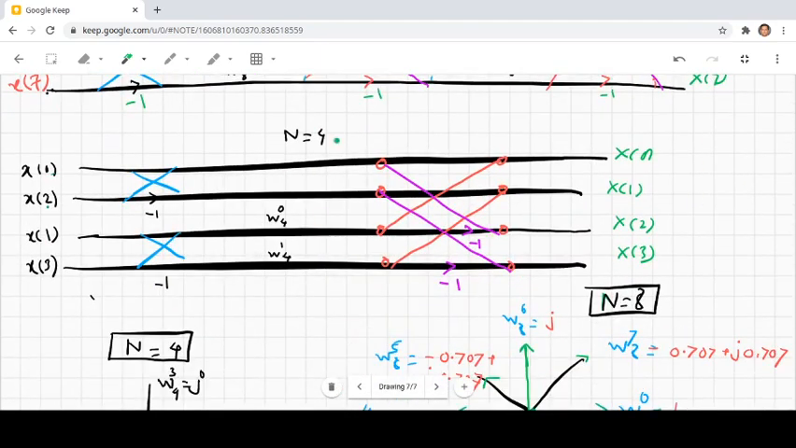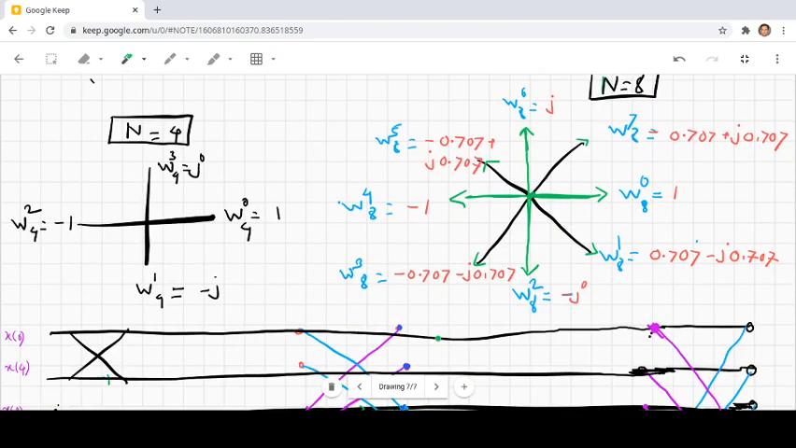For N equal to 4, we already derived. Here you have to remember only 2 twiddle factor values, W raised to 0 and W raised to 1. Small butterfly at the left, bigger butterfly at the right. 2 minus signs here, 2 minus signs here. Bit reverse order here, normal order here. And the 2 twiddle factor values you have to remember for N equal to 4 are W raised to 0, that is 1, and W raised to 1 is minus j.